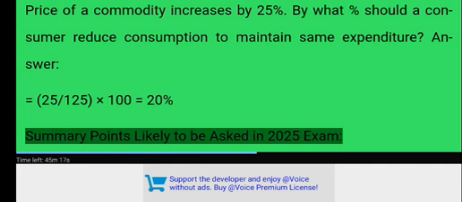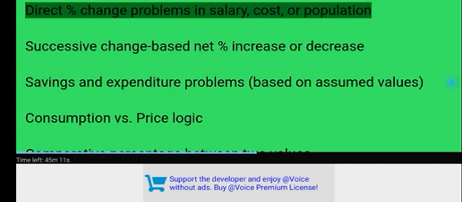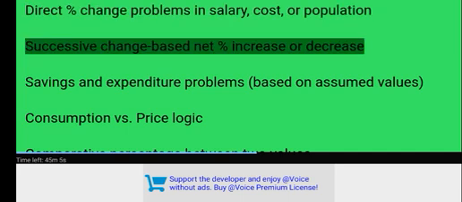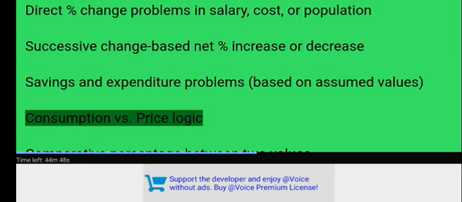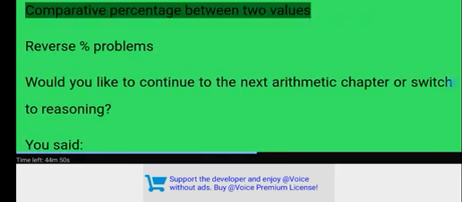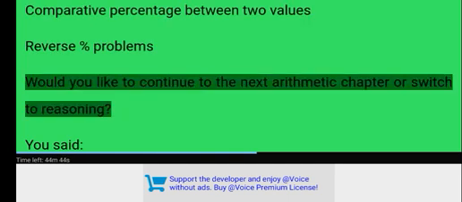Summary points likely to be asked in the 2025 exam. Direct percent change problems in salary, cost, or population. Successive change based net percent increase or decrease. Savings and expenditure problems based on assumed values. Consumption versus price logic. Comparative percentage between two values. Reverse percent problems.